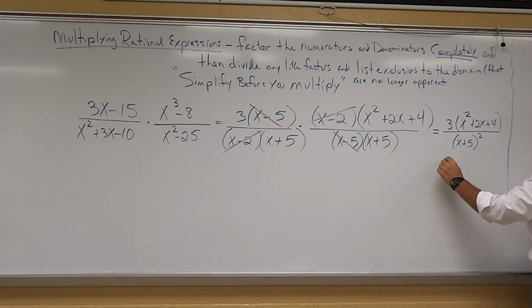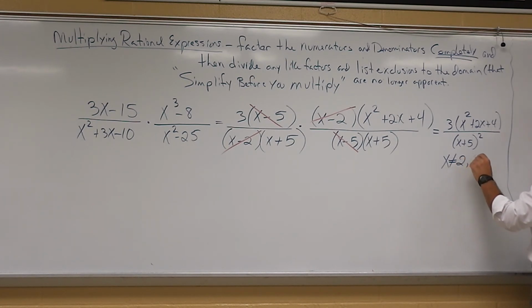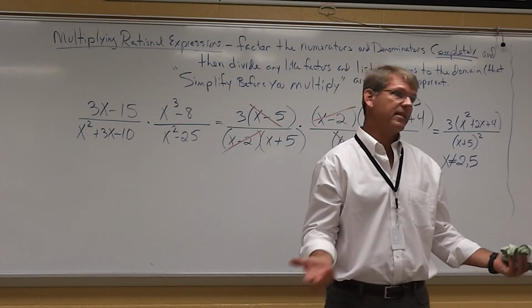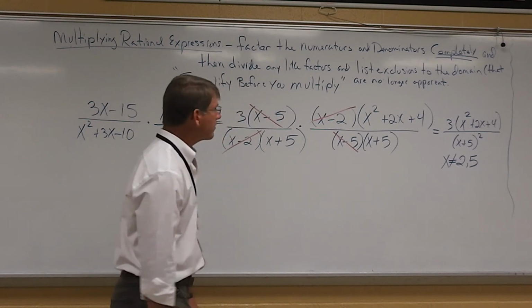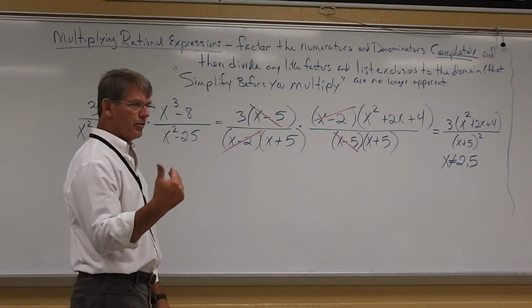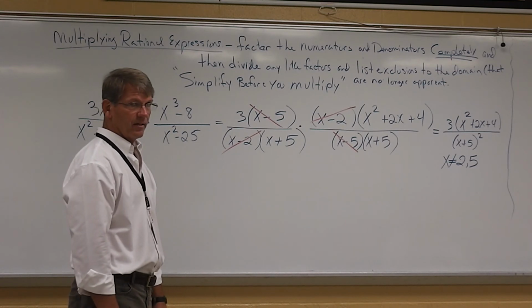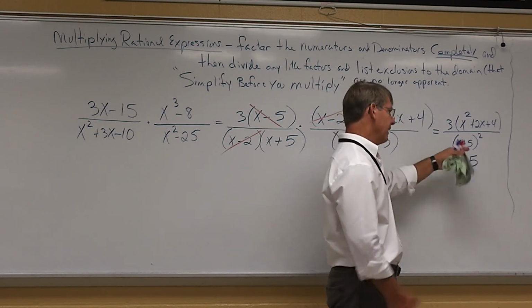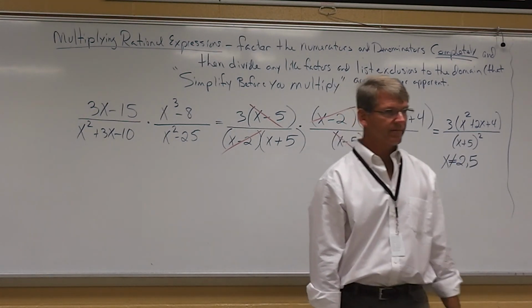So my exclusions are x not equal to, what do you think, Connor? 2 and 5. Why did you choose those? Because in the denominators it was x minus 2 and x minus 5 that we removed. Those are the ones that got divided out, no longer apparent. I can't tell unless I list it. What other number is excluded from the domain that we didn't have to list? Negative 5. x can't be negative 5 also, but it's staring me right in the face, so I don't need to list that one.